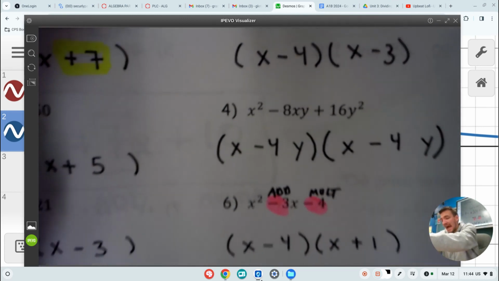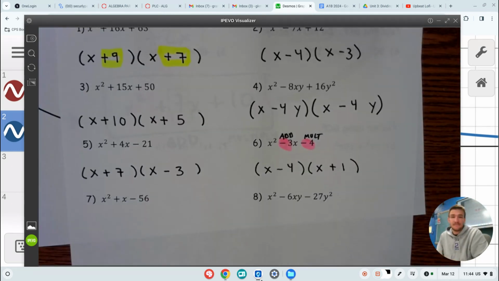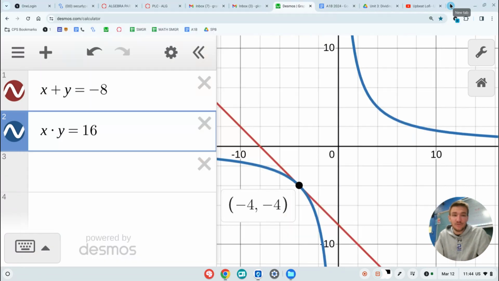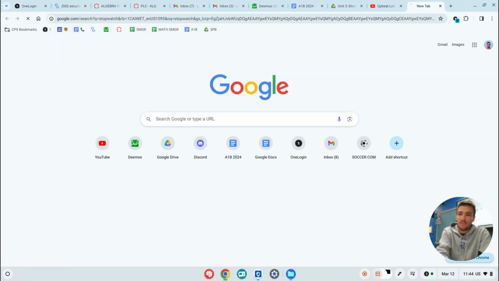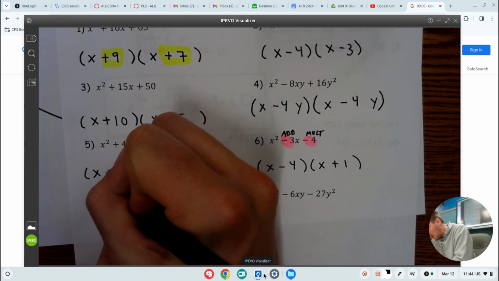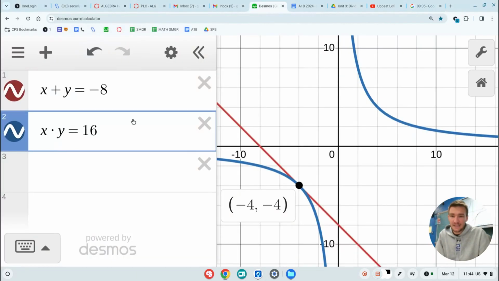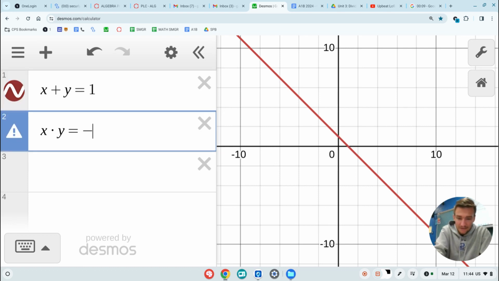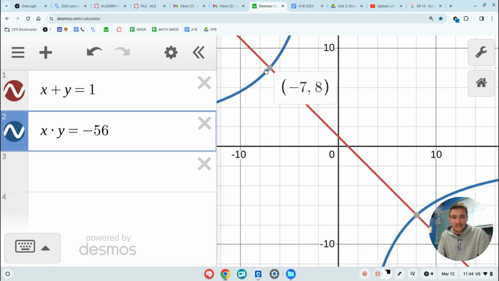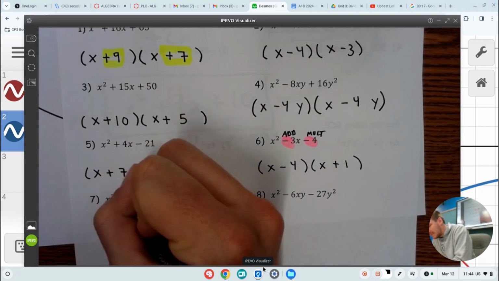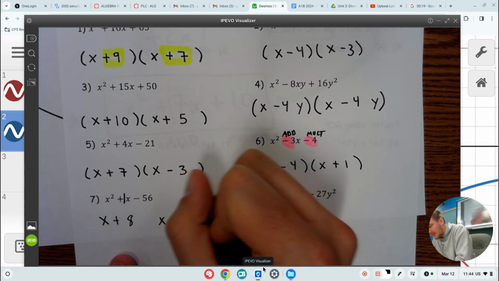Okay, that is everything. What we're going to do right now is we're going to start a timer and we're going to see how long it takes us to do 2 questions. Stopwatch, Google please work. Nice. Ready, set, here we go. Question number 7 is 1 and -56. Desmos, delete, delete, delete, delete. 1, -56. Look at where they touch. -7, +8. X plus 8, x minus 7.